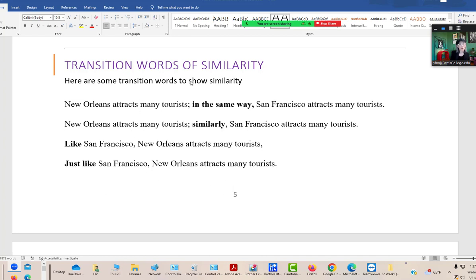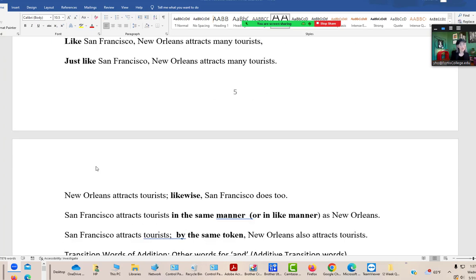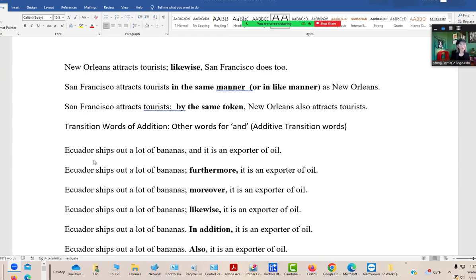And so these are all different ways of saying that both are the same. Okay, so you could say in the same way, similarly, like, and just like, which all have the same meaning. And I will not read out the sentence. I'll just say likewise, in the same manner, by the same token. And these are all different ways of saying when two things are alike.